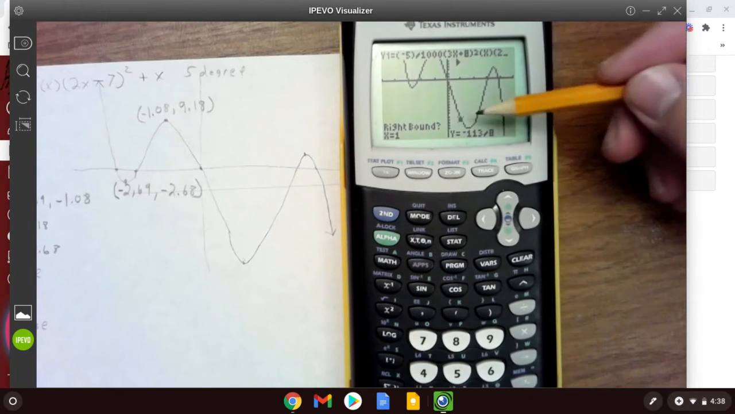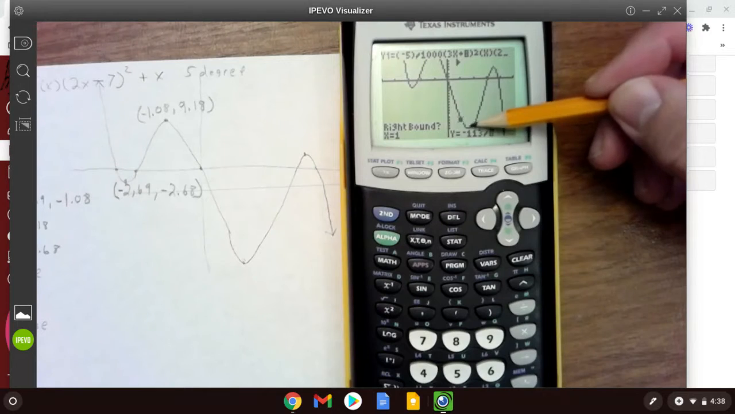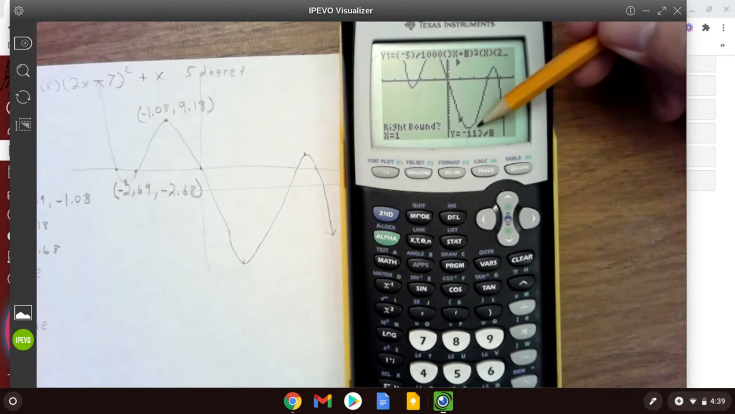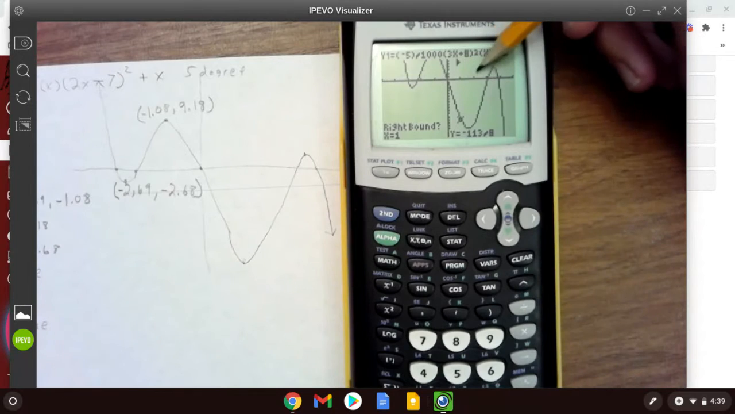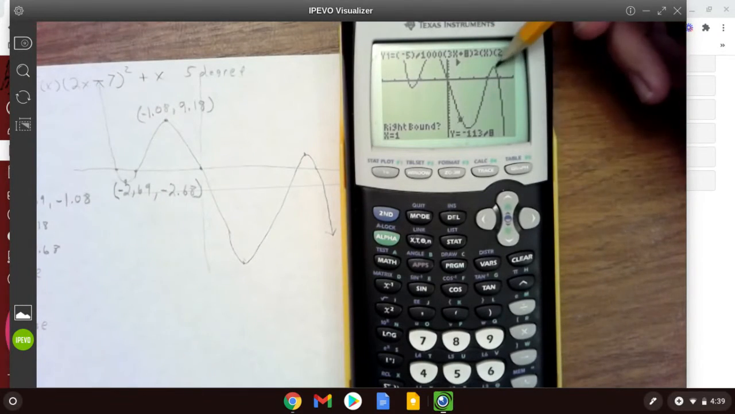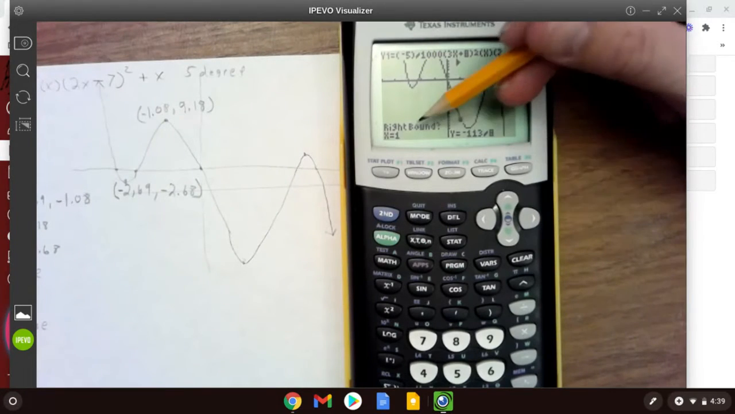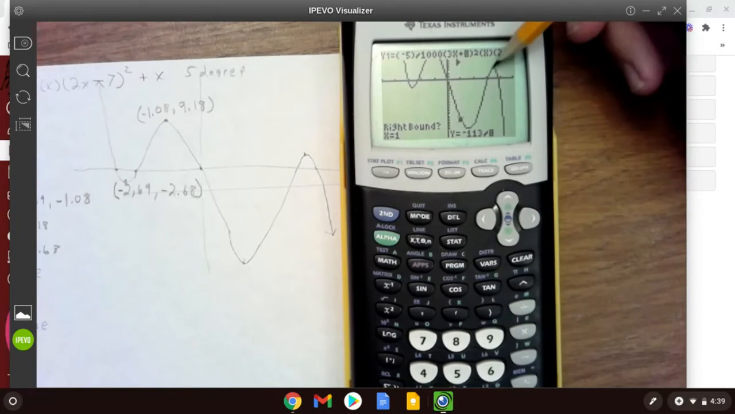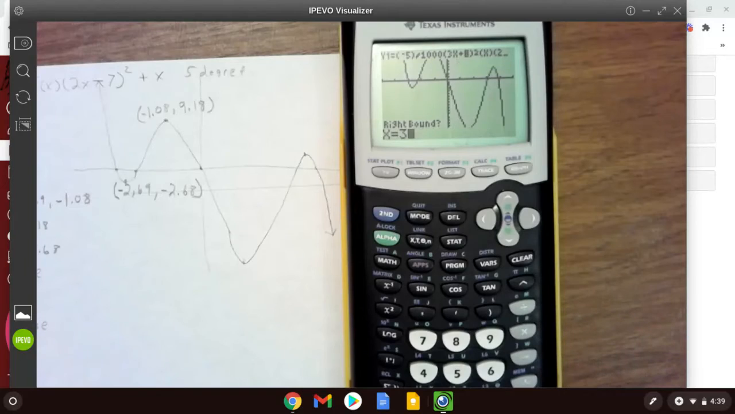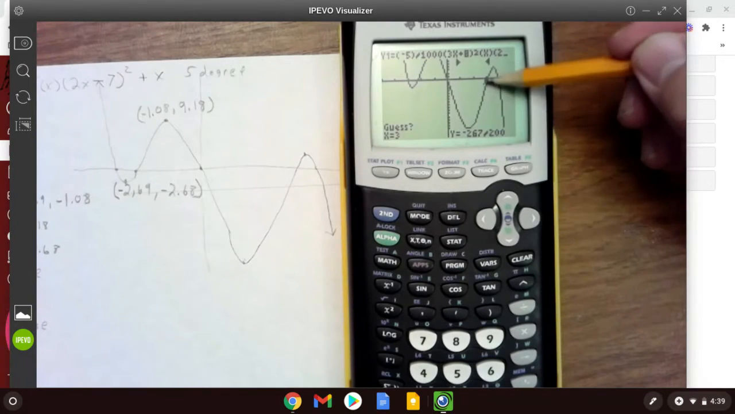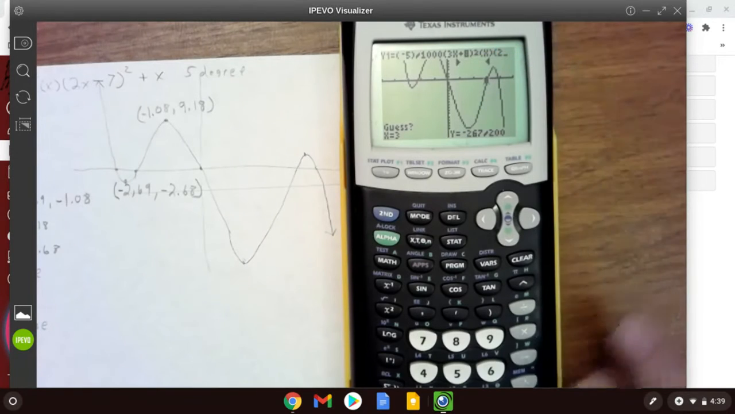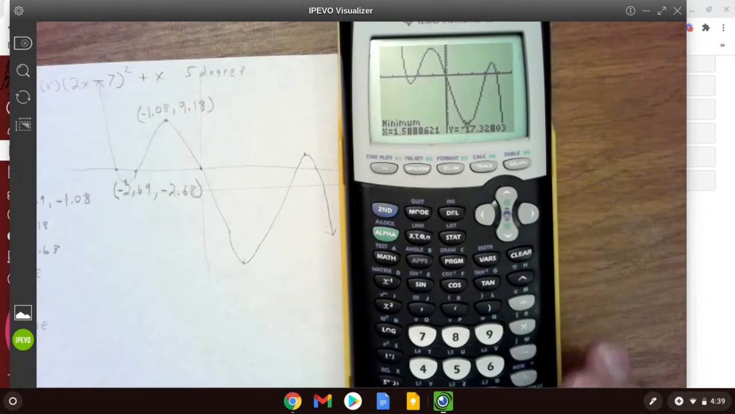You'll notice that is to the left of that minimum. Now to the right of it, I could drag it over. Or let's see here, 1, 2, 3. 3 will be to the right of that minimum, but it'll be to the left of that hump. So 3. See how my minimum is between those two spots that I chose. And enter for my guess.